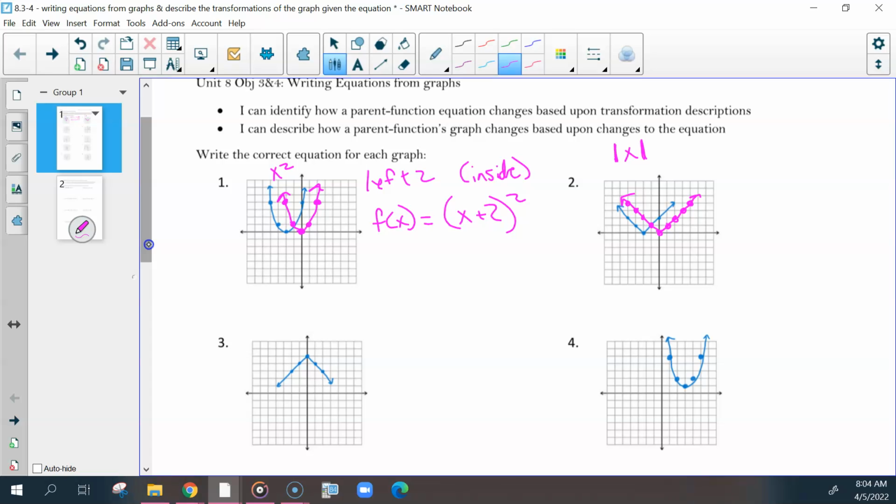And if we're comparing that original to what's given, what happened? Translated left 2. Kind of same as this one, but it's just a different function. So again, that would still be on the inside. So when we write that, we are not going to have our absolute value signs. F of x equals, on the inside of the absolute value, x.